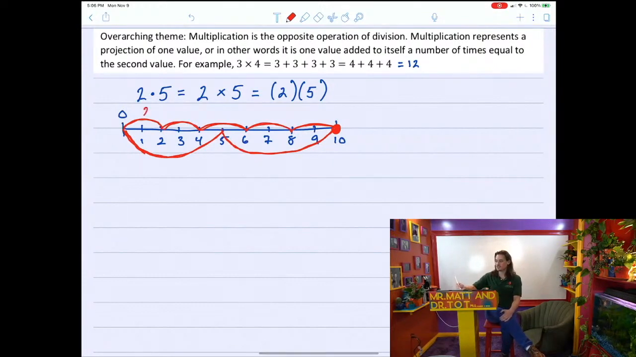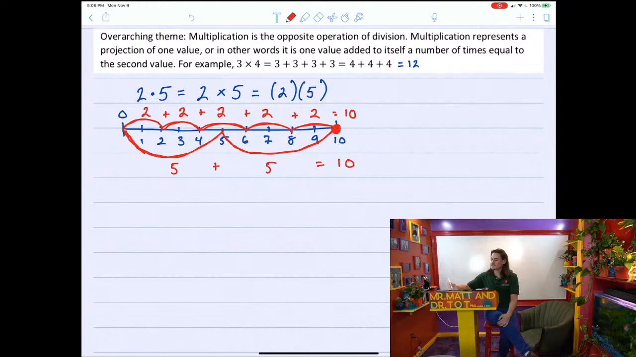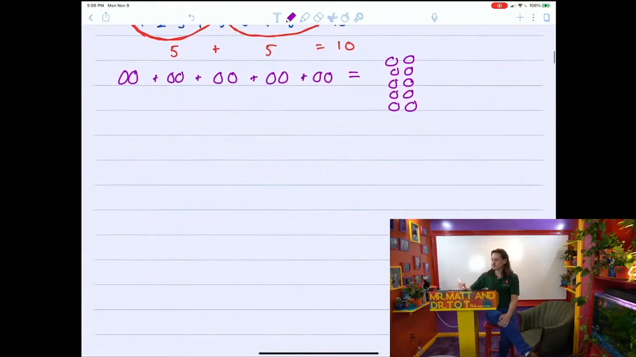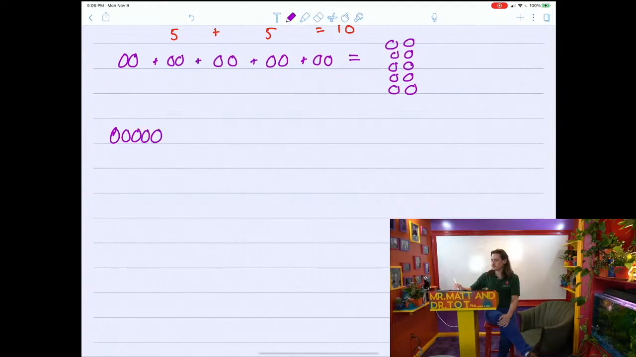So in this case, this is 2 plus 2 plus 2 plus 2 plus 2 is 10. In this case, it's 5 plus 5 gives us 10. To represent these as items, for example, with this problem, we could have 2 plus 2, if these are just items, whatever they are. That would give us 10 items. Or conversely, we could think about this as a group of 5 items plus another group of 5 items gives us that same group of 10 items.